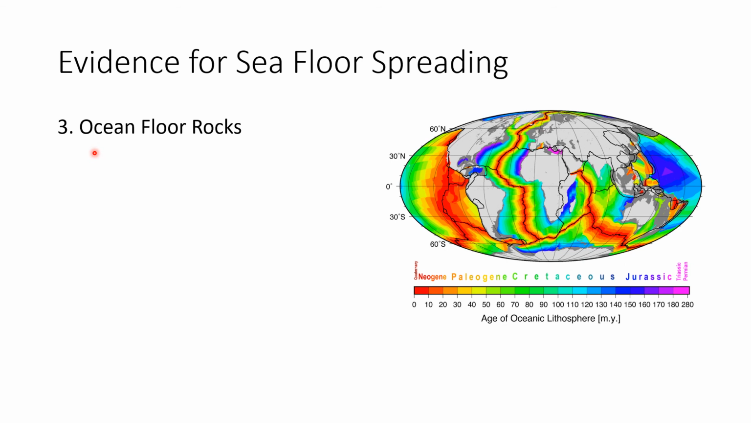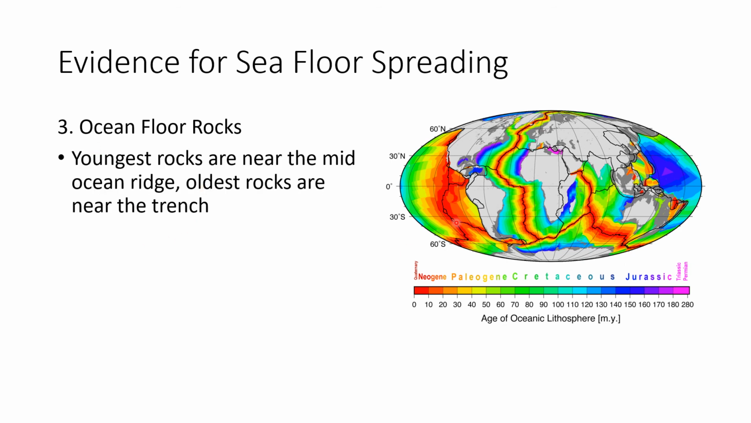And then lastly, we have ocean floor rocks, a couple characteristics of them. It's found that the youngest rocks are near where the mid-ocean ridges are, and the oldest rocks are near the trenches, which you can see in this diagram here. The red color is showing the youngest rocks found at all of these mid-ocean ridges on the planet, and the blue and purple are showing the oldest pieces of oceanic crust, which are descending beneath these continents at trenches.